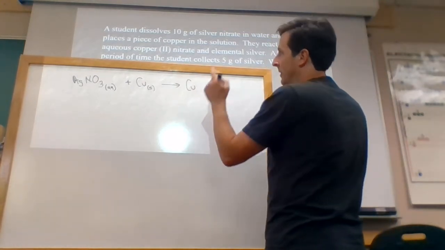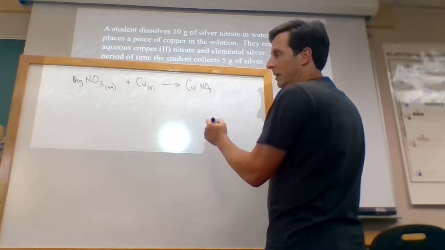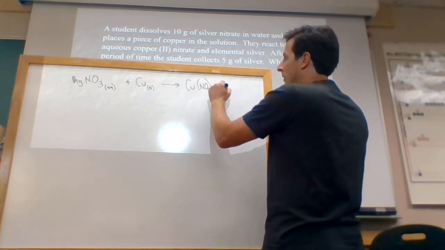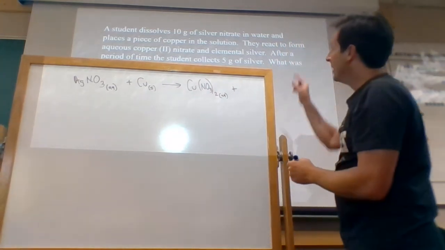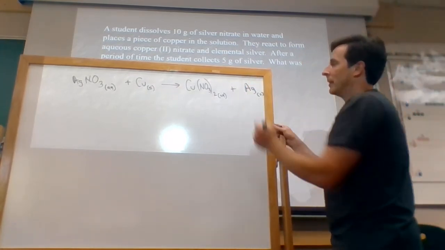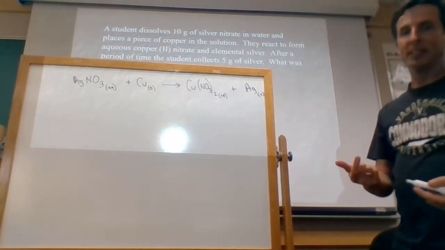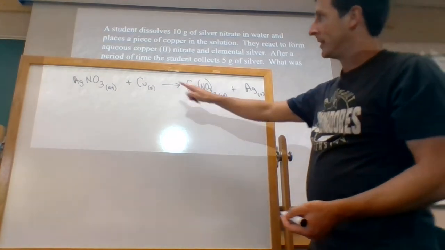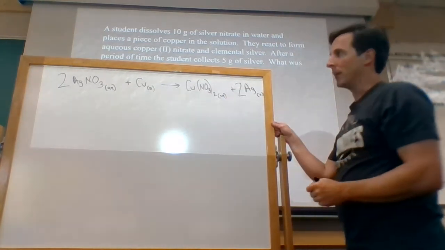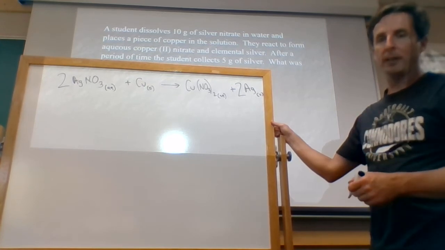When they react, it forms aqueous copper 2 nitrate. So my copper, it says it's +2 because of the Roman numeral. Nitrate is -1. So the 2 on the copper goes on nitrate, so it makes Cu(NO3)2, aqueous. Plus, and then elemental silver is formed also, so that's Ag solid. So that's my reaction with the correct formulas. Now I have to balance the equation. I see 2 nitrates here, so I'm going to put a 2 over here, and then I have 2 silvers, so I'm going to put a 2 here. So that's my equation. You have to be able to get that quickly.